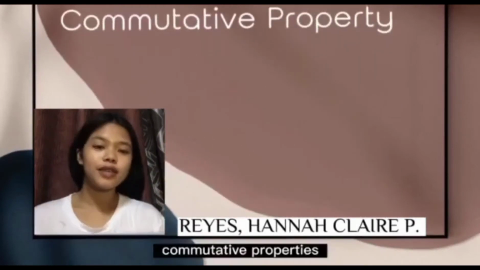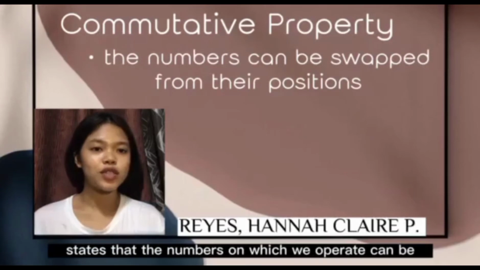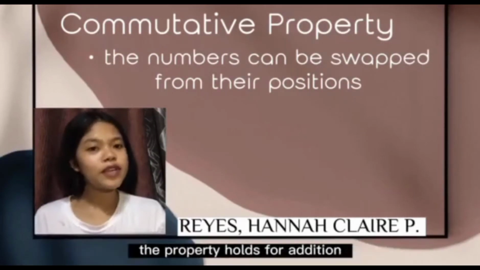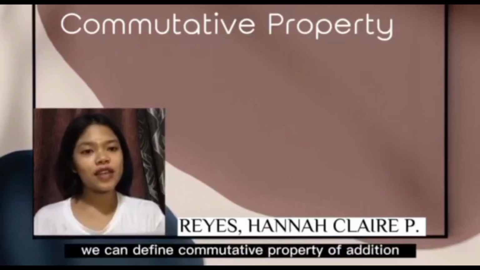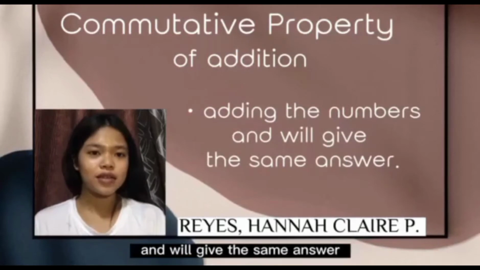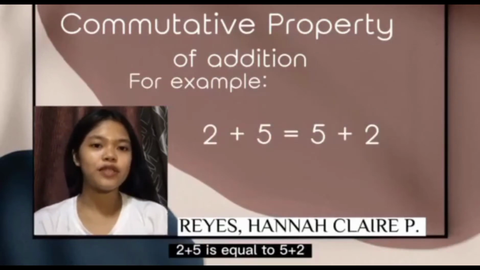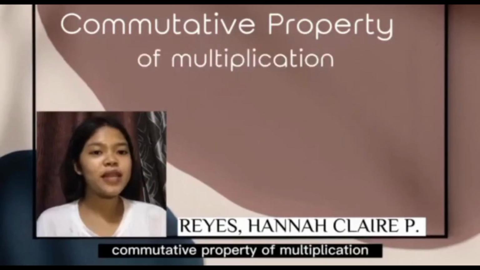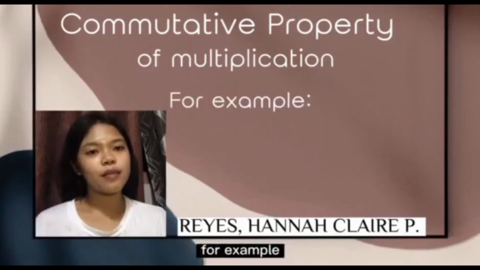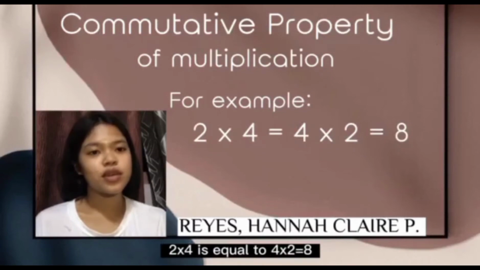Commutative properties. Commutative properties state that the numbers on which we operate can be moved or swapped from their position without making any difference to the answer. The property holds for addition and multiplication. We can define commutative property of addition as adding the numbers in any order and will give the same answer. For example, 2 plus 5 is equal to 5 plus 2. Commutative property of multiplication states that the order in which we multiply numbers does not change the product. For example, 2 times 4 is equal to 4 times 2 is equal to 8.